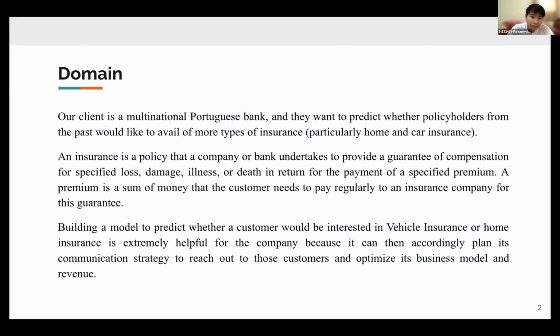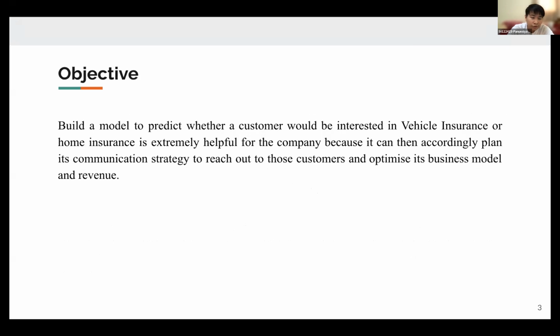Insurance is a policy where a company or bank undertakes to provide a guarantee of compensation for specified loss, damage, or death in return for payment of a specified premium. Our group objective is to build a model to predict whether a customer is interested in vehicle insurance or home insurance or not, so the bank can plan communication strategy to reach out to those customers and optimize their business model and revenue.